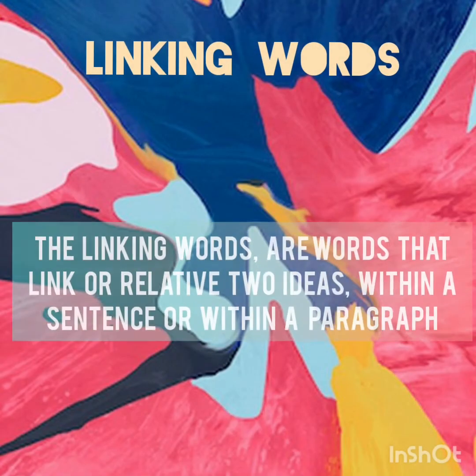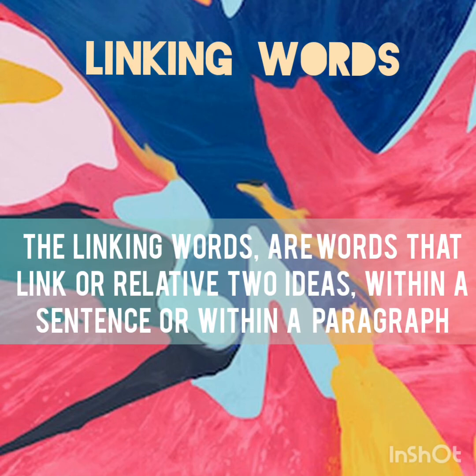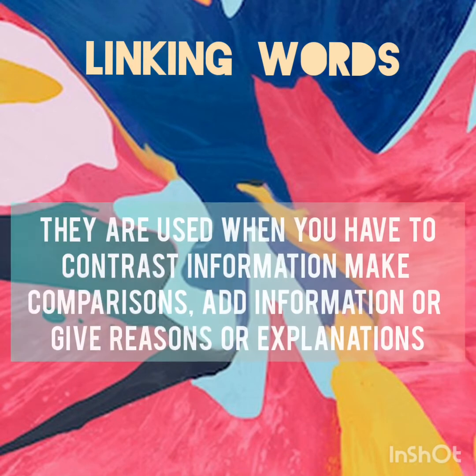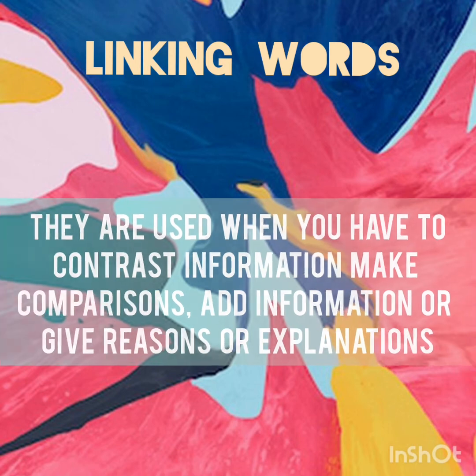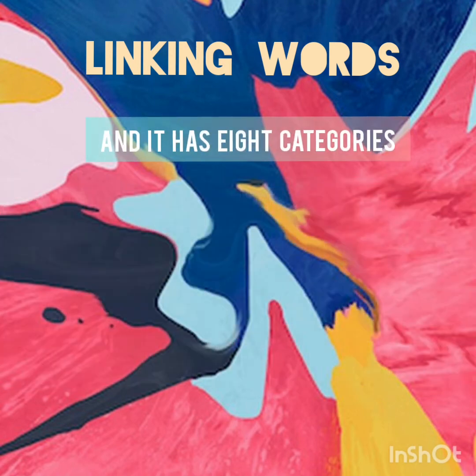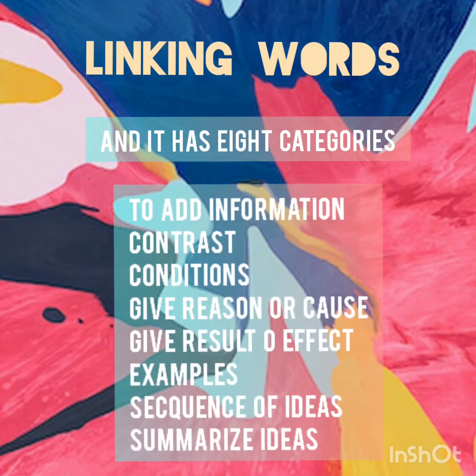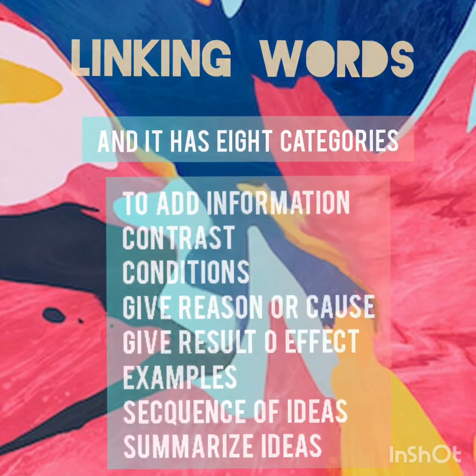Linking words join or relate ideas within a sentence or within a paragraph. They are used to contrast information, make comparisons, add information, or give reasons or explanations. And they have 8 categories: to add information, contrast information, condition, give reason or cause, give result or effect, give example, sequence of ideas, and summarize ideas.